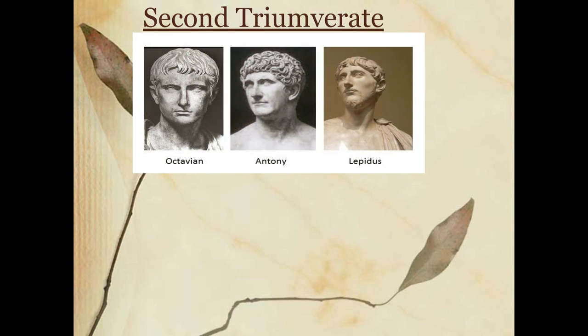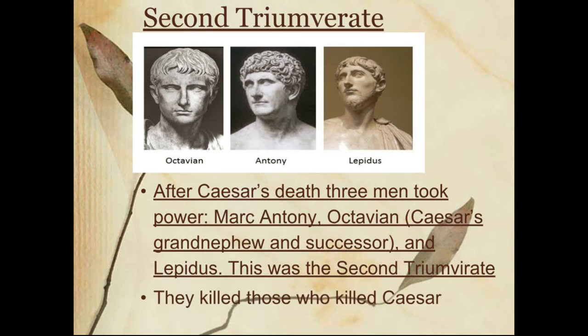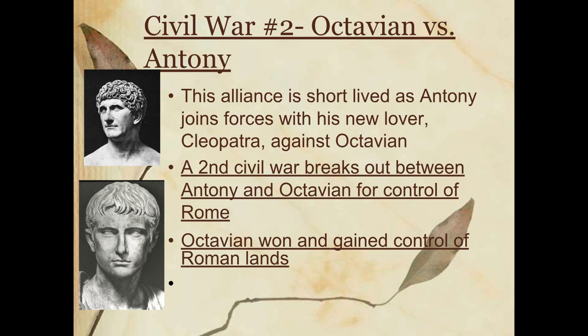And then the second triumvirate comes in to avenge his death. This ends in another civil war between Octavian and Mark Antony. Octavian would win and become Rome's first emperor.